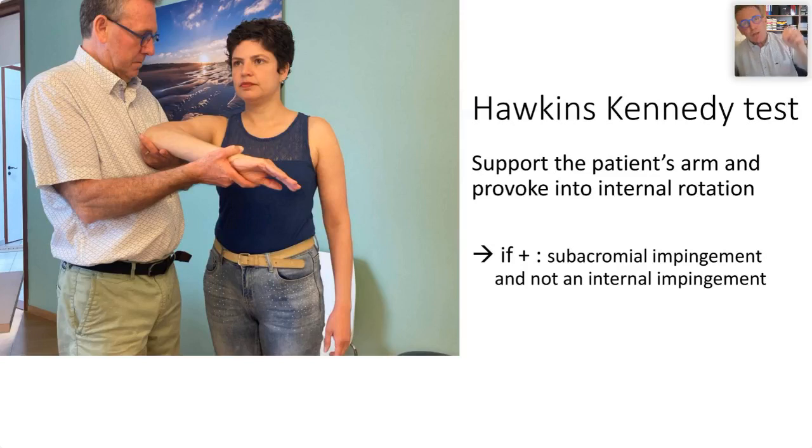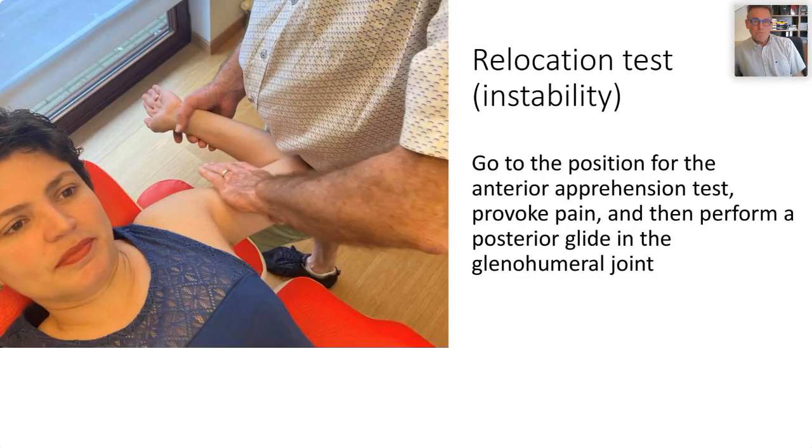And therefore, we need a good basic examination. This information you get from the basic examination and not from these extra tests. Those extra tests are just extra. Another example is the relocation test. We have the position for the anterior instability test, but we do it with the patient lying on her back. You provoke pain, and then with my left hand, as you can see on the picture, we push down. We do a posterior glide in the glenohumeral joint.